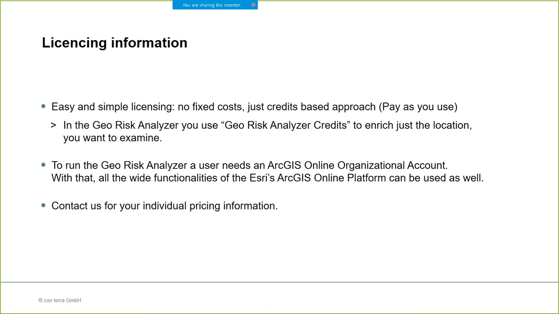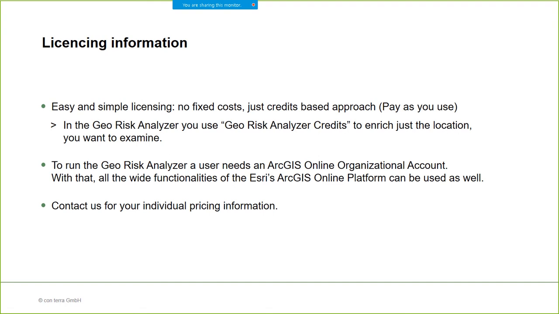The Geo Risk Analyzer also lives in the S3 Cosmos, meaning you can find it in the S3 Marketplace, and it works with ArcGIS Online. To run the Geo Risk Analyzer, the user needs an ArcGIS Online organizational account. That gives us directly the opportunity to use the great background maps, the world geocoding functionality, and also the user management as part of ArcGIS Online in our Geo Risk Analyzer application.